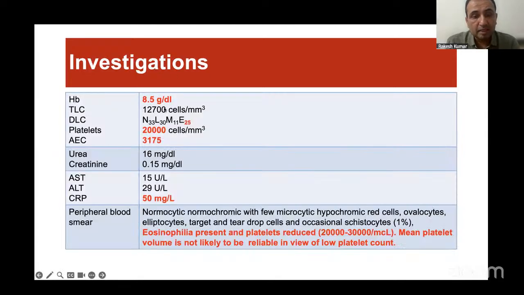The child had anemia, platelets were low at 20,000, absolute eosinophil counts were on the higher side, and CRP was elevated. Peripheral blood showed eosinophilia and reduced platelets.